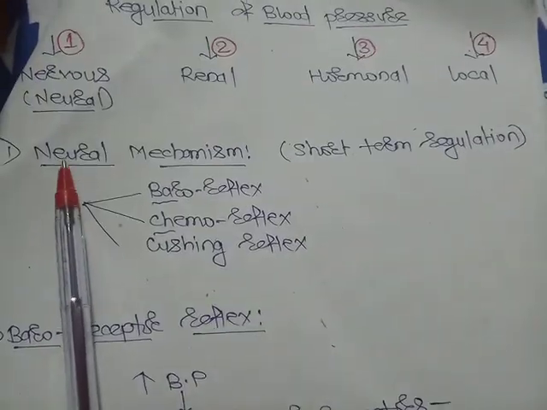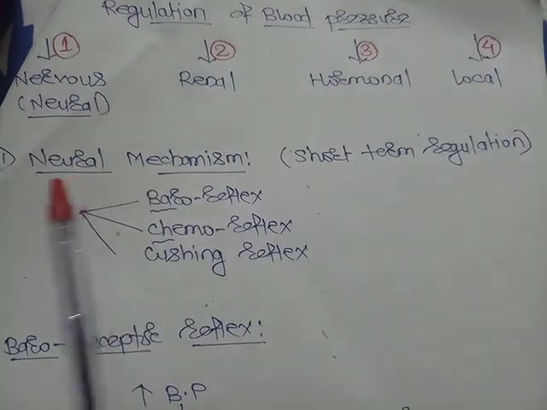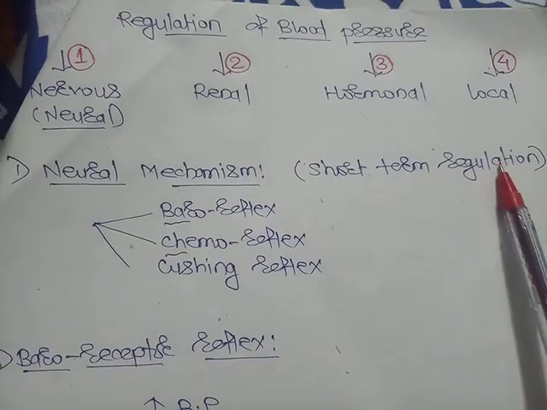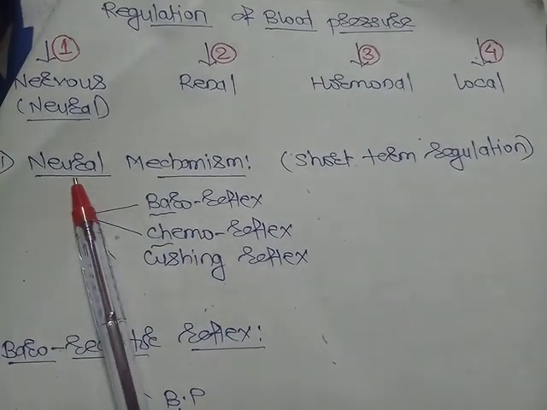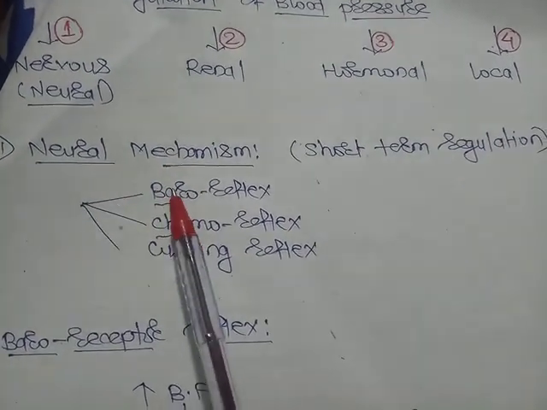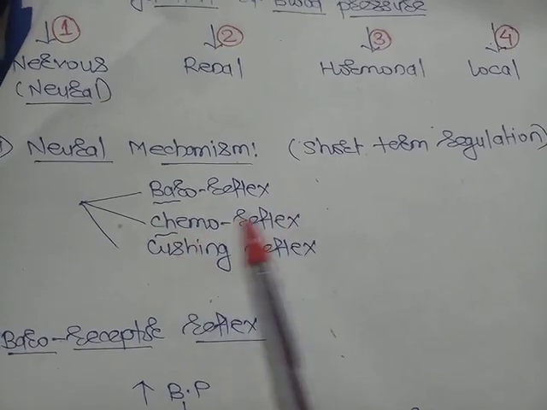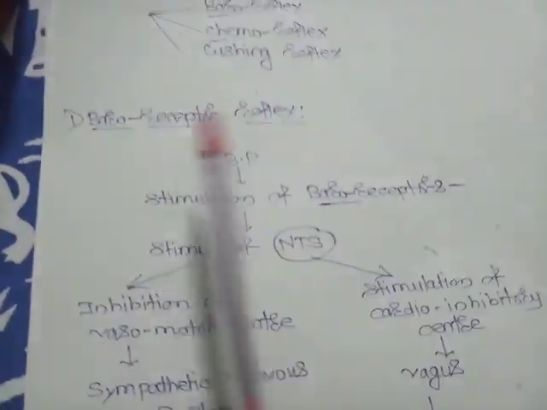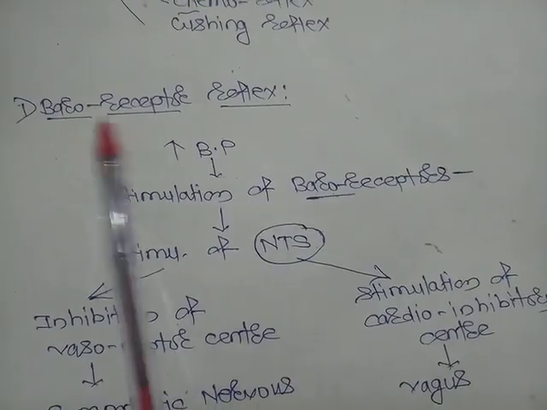We'll see first the neural mechanism, and this neural mechanism is for the short term regulation of the blood pressure. In this neural mechanism we have the baroreceptor reflex, chemoreceptor reflex and Cushing reflex. So first of all we'll see the baroreceptor reflex.